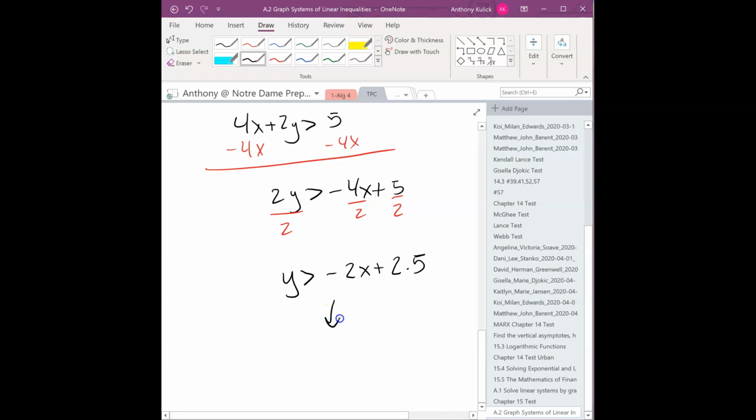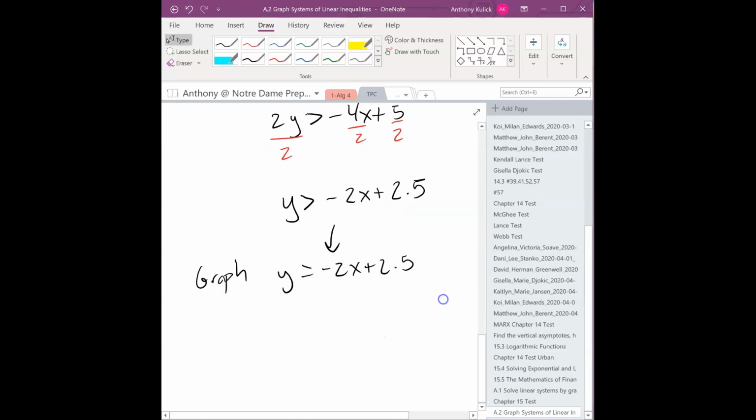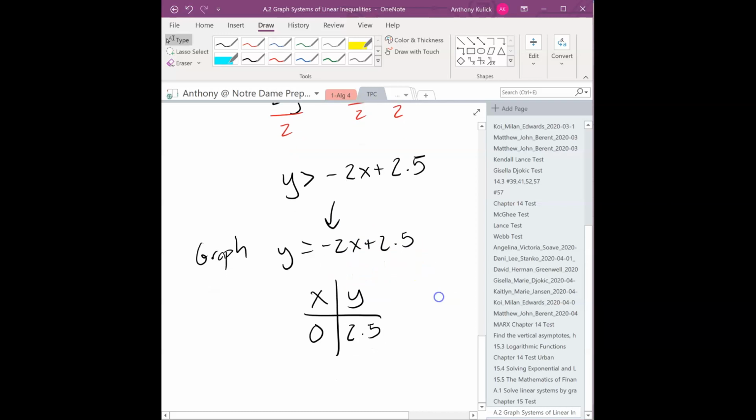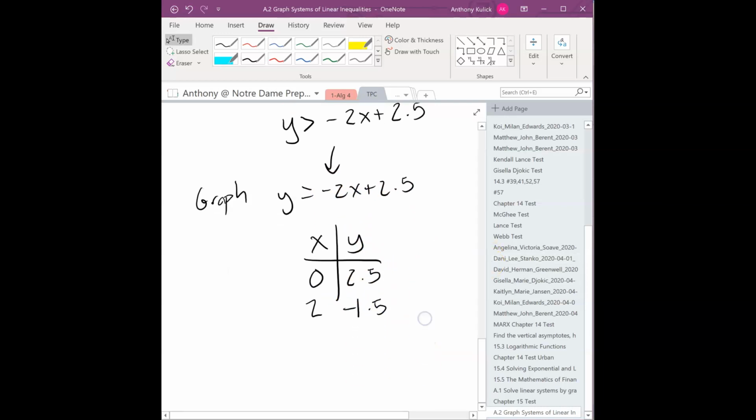To graph this line then, what I'm going to do is graph y equals negative 2x plus 2.5. I just need 2 points, right? So any old 2 points will do. Let's say I'm going to pick 0. And that gives me 2.5 when I plug 0 in for x. Negative 2 times 0 is 0. And then 0 plus 2.5 is 2.5. And then maybe I'll pick 2. 2 times negative 2 is negative 4. And plus 2.5 is negative 1.5, excuse me.